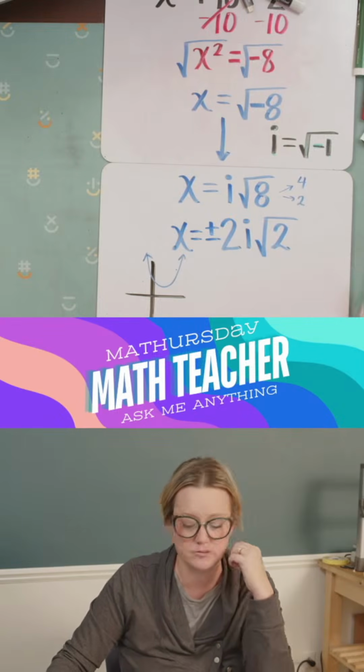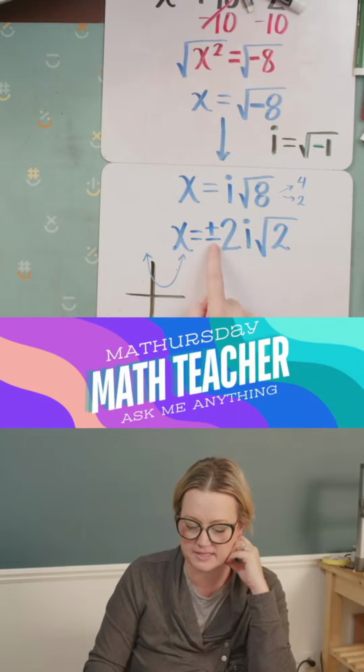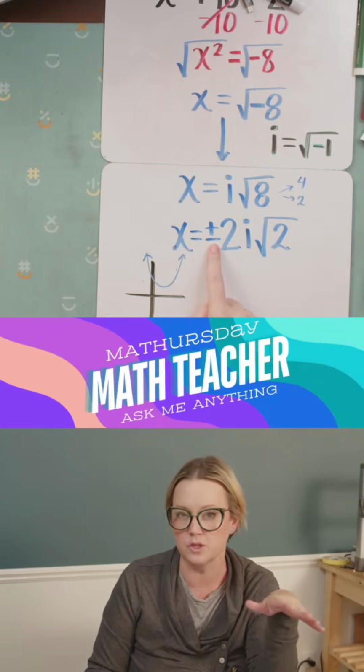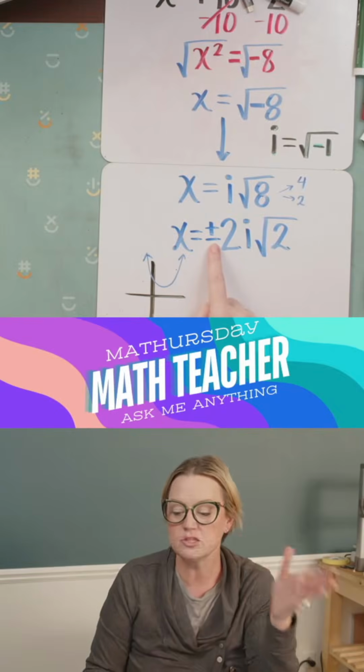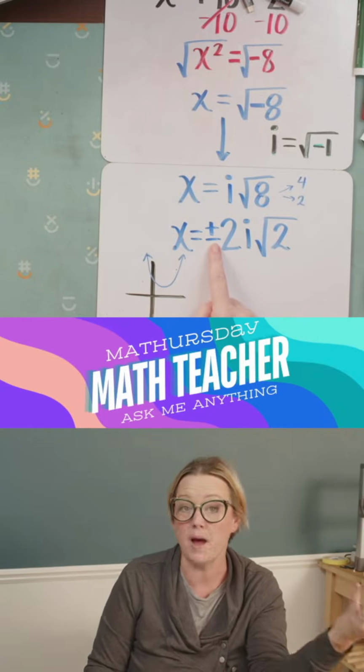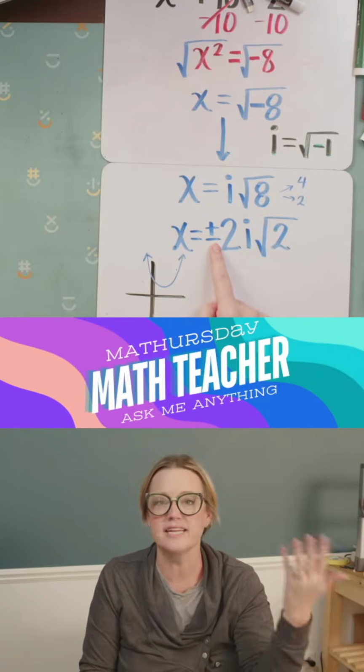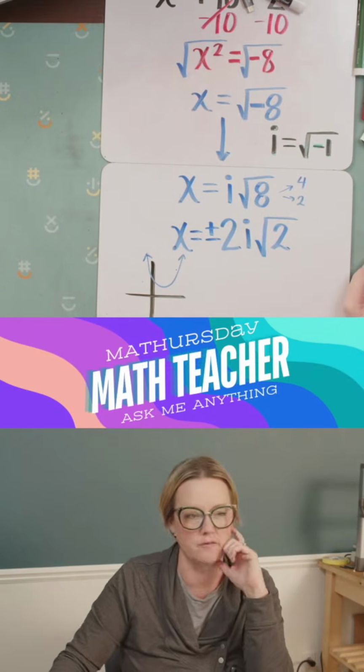Cody, how come you use plus negative? Do you mean this plus minus? It's because when you take the square root of something, when I'm doing a solution, like the square root of 9 could be positive 3, but it could also be negative 3. So that's why you say it's the positive version or the negative version of this.